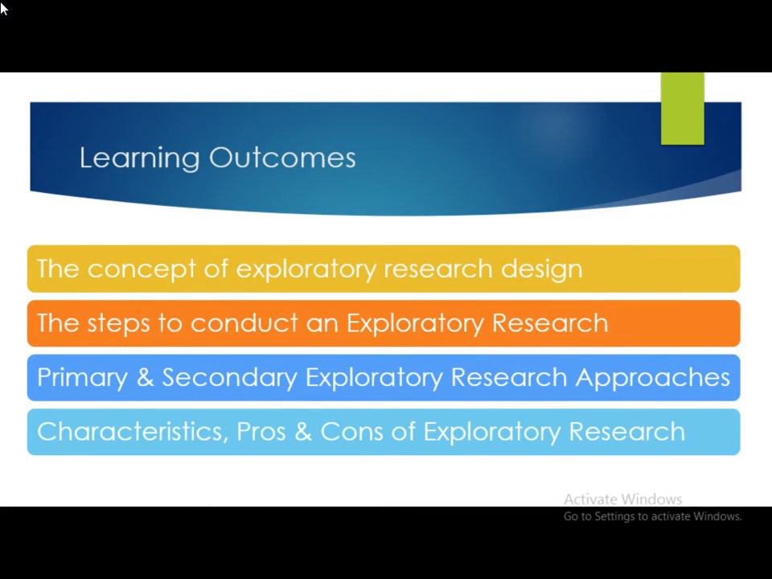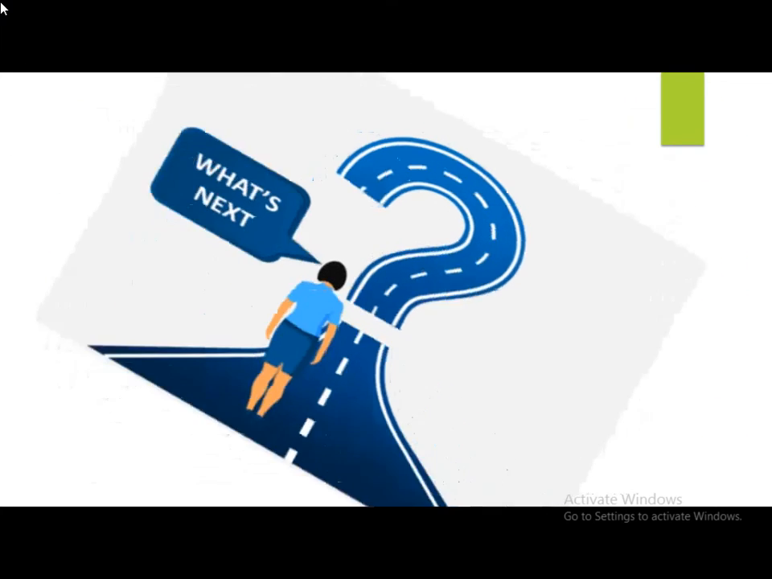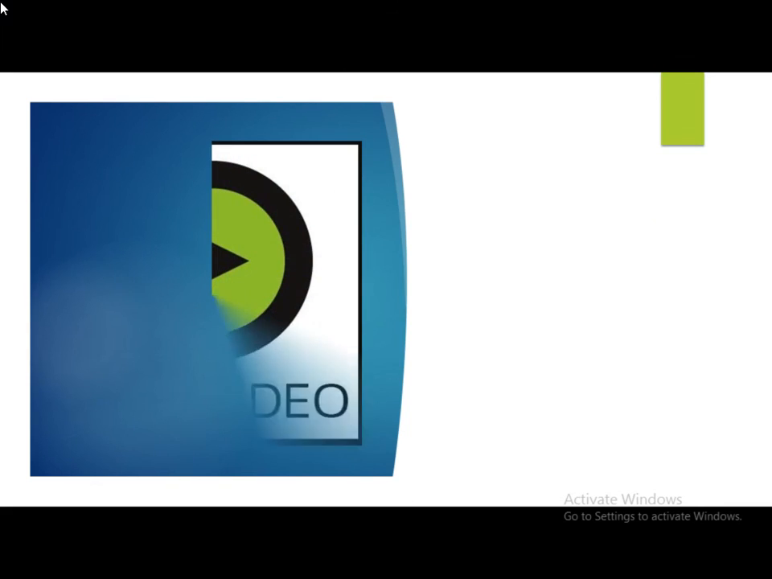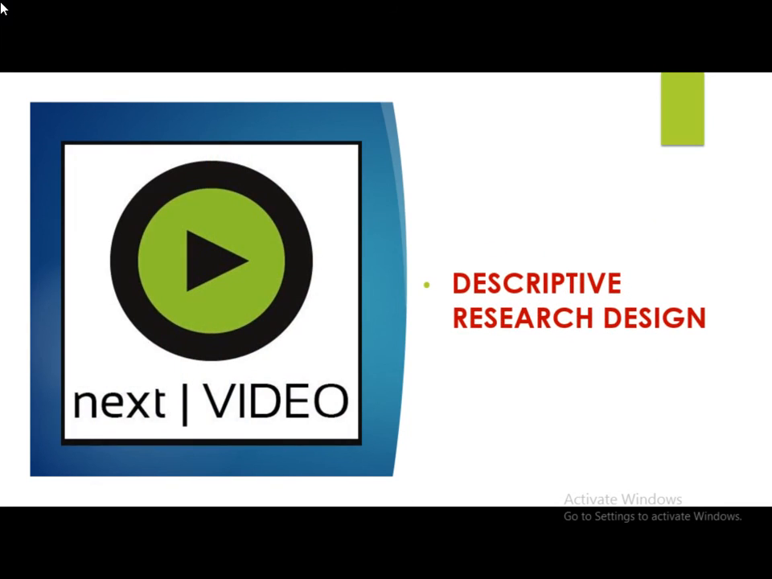So today we have learned a lot of things. We have understood the concept of exploratory research design. We have seen three steps on how to conduct exploratory research. We have seen primary approaches and secondary approaches of exploratory research design. We understood various characteristics, advantages, and disadvantages, pros and cons of exploratory research design. So what is next? In my next video, we will understand the next type of research design, that is descriptive research design.